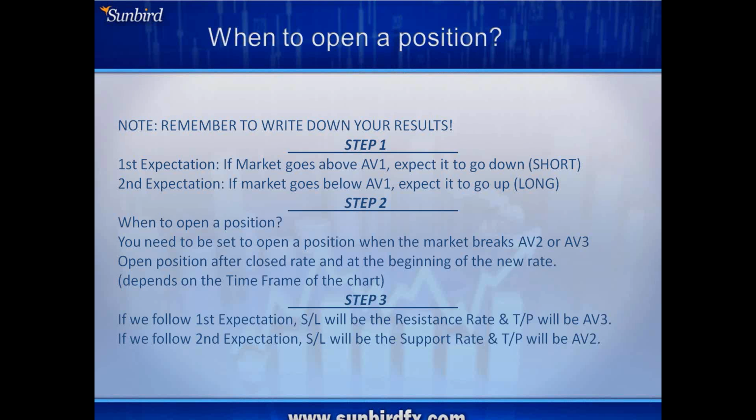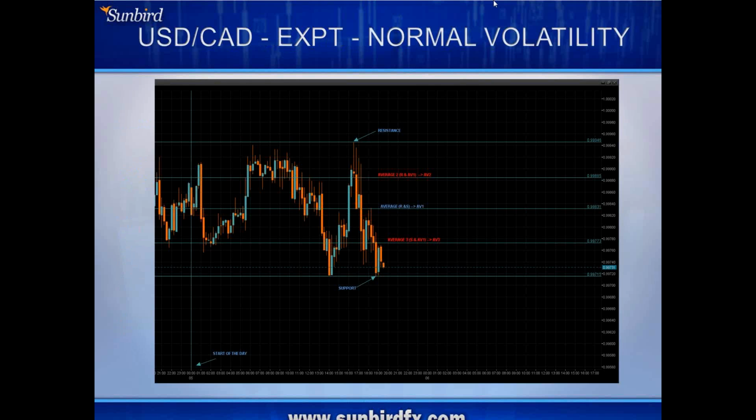Now, let's take, for example, our second expectation. It's the same thing, only vice versa. If the market goes below average 1, expect it to go back up. So the market went below average 1. I'm waiting for it to go a bit lower. It breaks through average 3, and I have a new rate coming up. I'm opening my position. My stop loss is my support, and my take profit is average 2.